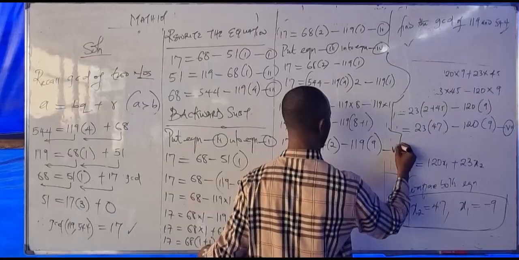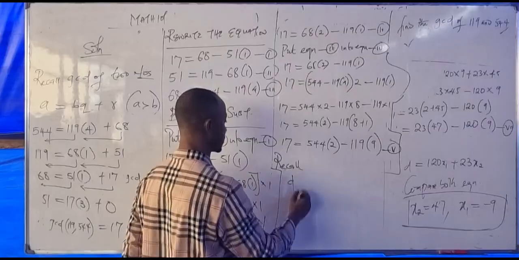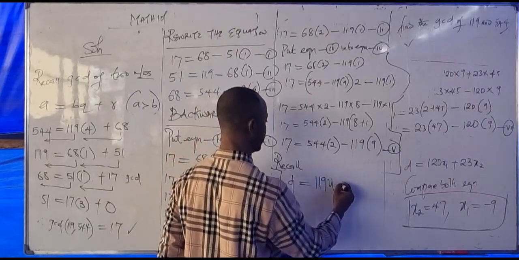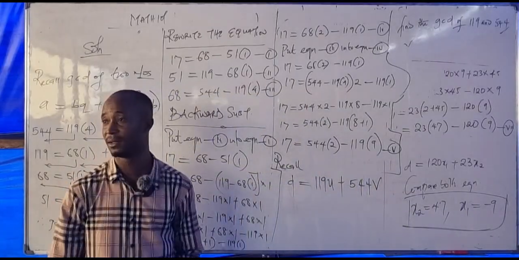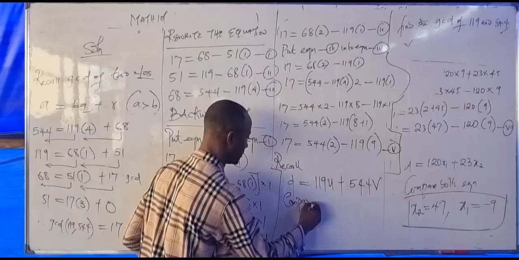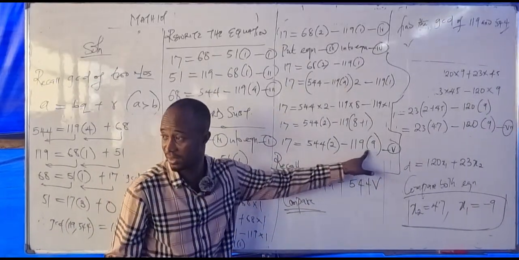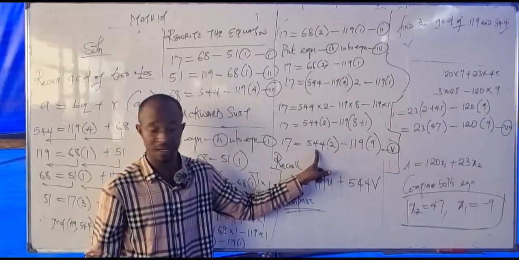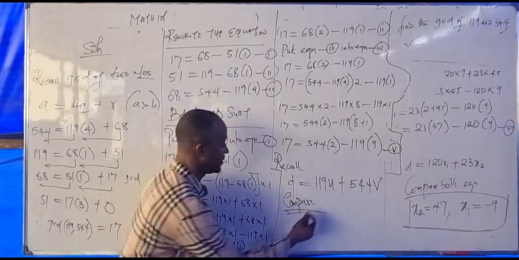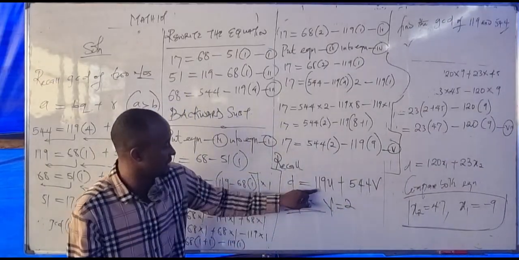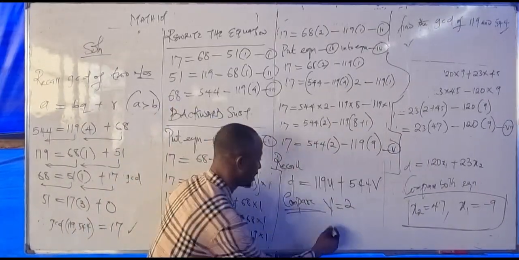Then we still have to recall the equation that was given to us. I've cleaned it already. D equals 119U plus 544V. So I'll compare. When you compare this with this, I'll compare 119U with this, and 544V with this. Here we have 544, we have 544. What is your V here? 2. Is that clear? So my V here is 2. If I compare this with this and bring out 119, what's left here? Minus 9. That means my U is minus 9.